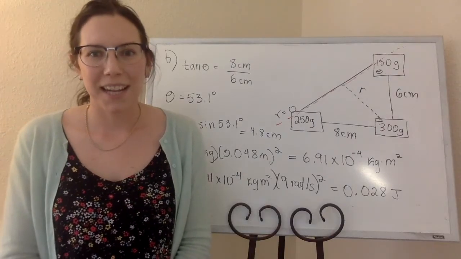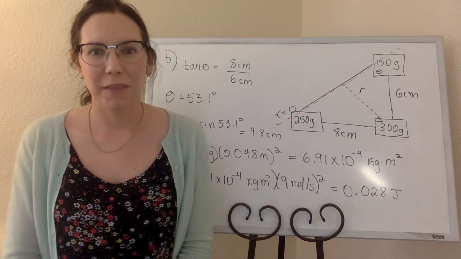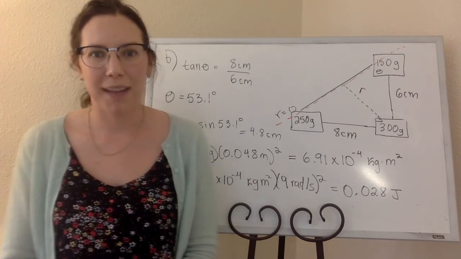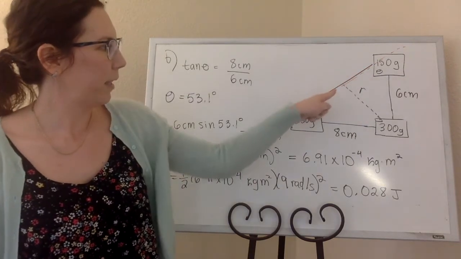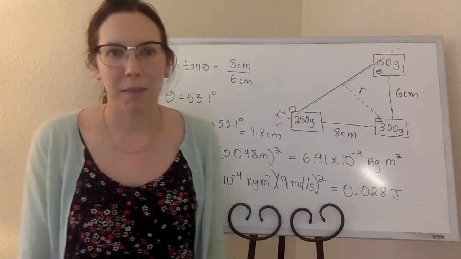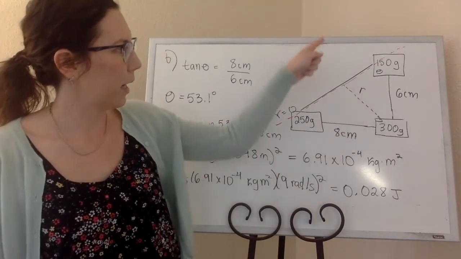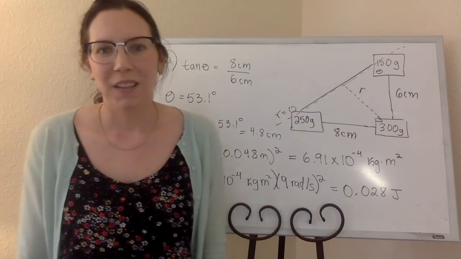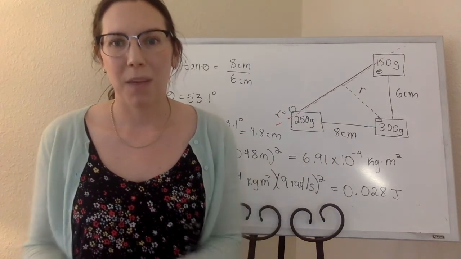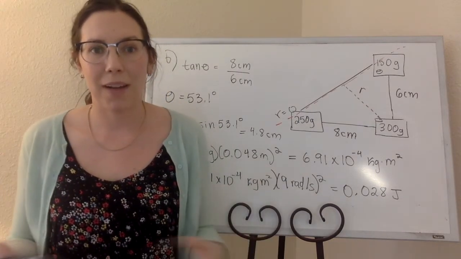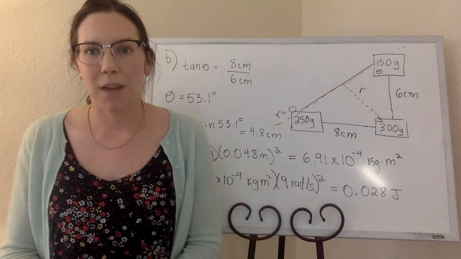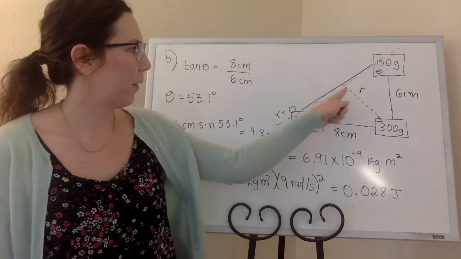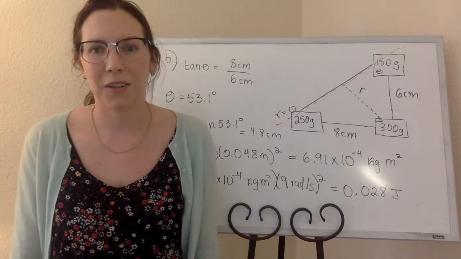Okay, so for part B, the axis is now through the 250 gram and 150 gram masses here. It's in red, I don't know if it's really showing up there, but that's the axis. You can imagine it's rotating like that. So both the 250 gram and the 150 gram masses are now at r equals 0, but we need to find r, the distance down this center of the triangle, to the 300 gram mass.